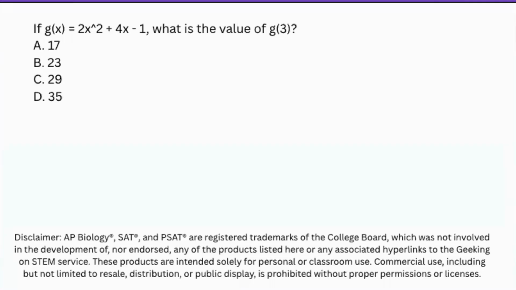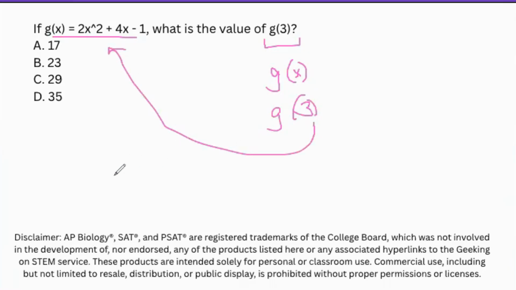Take a moment, pause the video, and try to tackle the problem that you see here. Okay, let's try to tackle this together. As you can see, they gave you an equation with two variables and they ask you what's the value of g of 3. They're telling you that g of x is the same as g of 3, which means that you have to plug in the value of 3 for all the x values here.